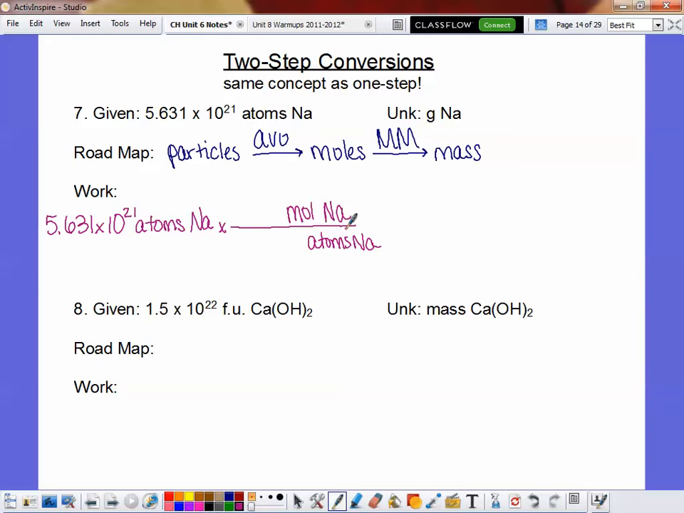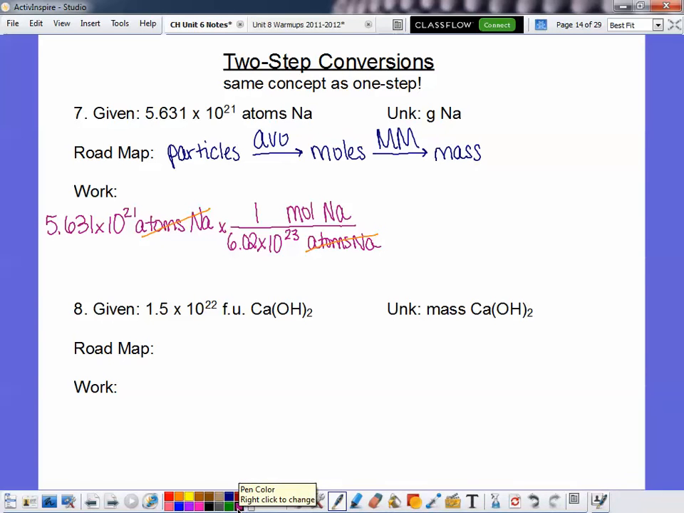In our next step, we'll go from moles to mass. What number goes with moles? 1. You're always going to put a 1 with moles until I tell you otherwise, okay, until unit 7. And what number goes with atoms? 6.02 times 10 to the 23rd. Avogadro's number. If we were to stop the problem here, we would be solving for moles of sodium, but that's not what I asked us to find.